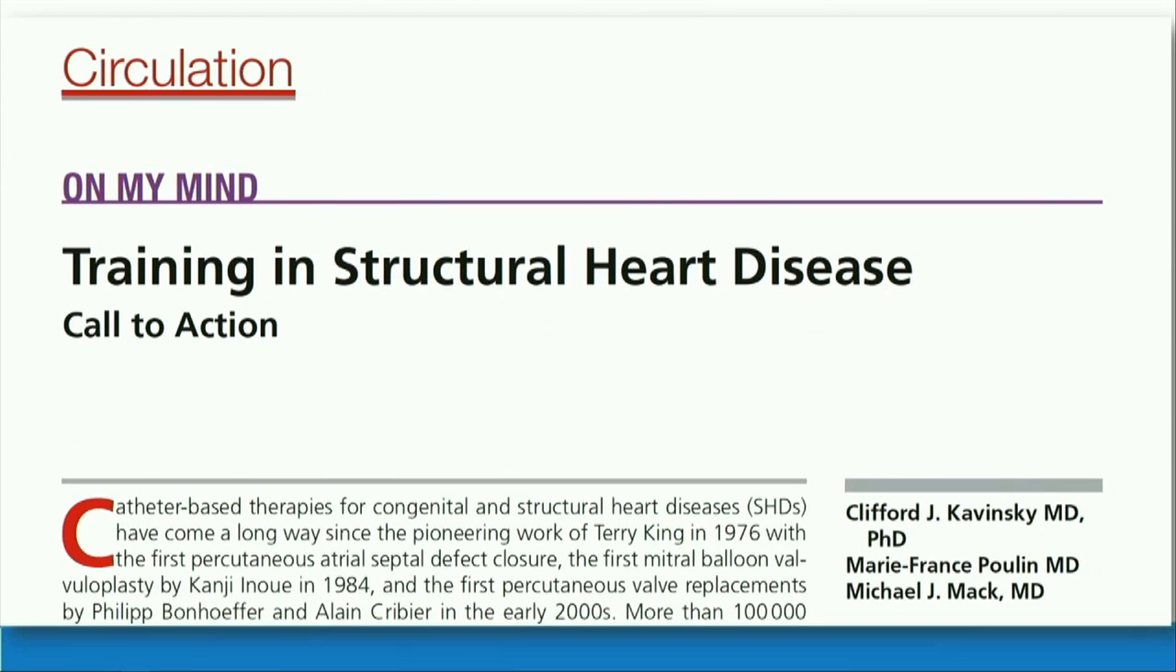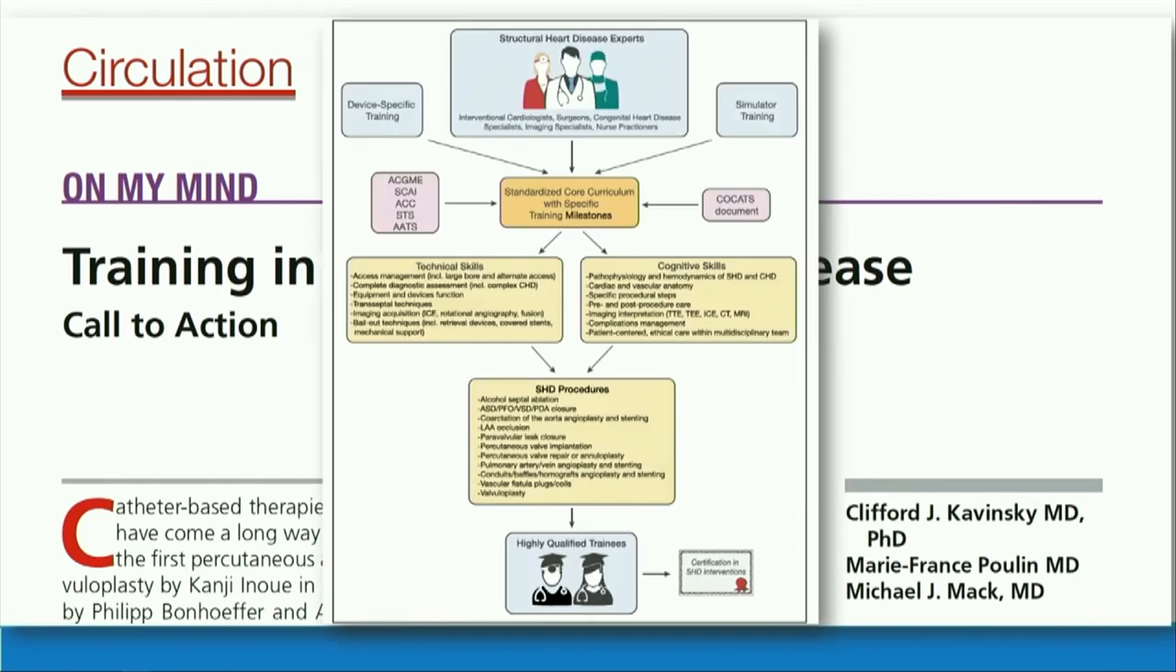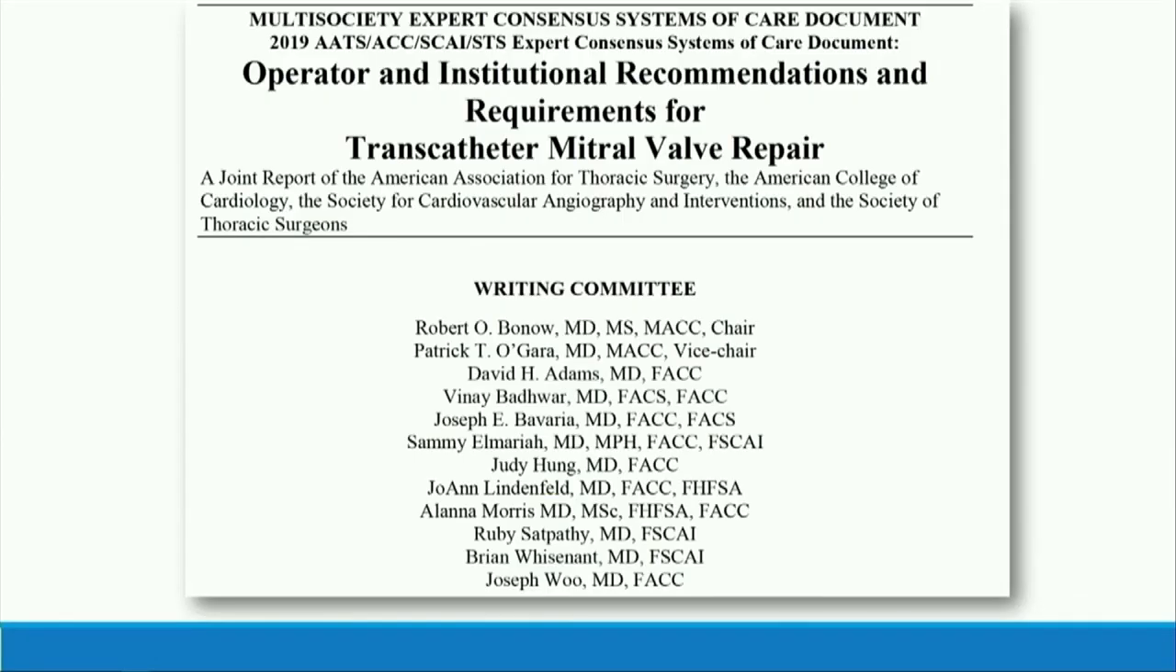All of us have kind of learned on-the-job training for structural heart disease, but I think it is time to formalize the training in structural heart disease, and there are discussions ongoing at the present time of an ACGME certified structural heart training program, some of which the concepts are outlined here.